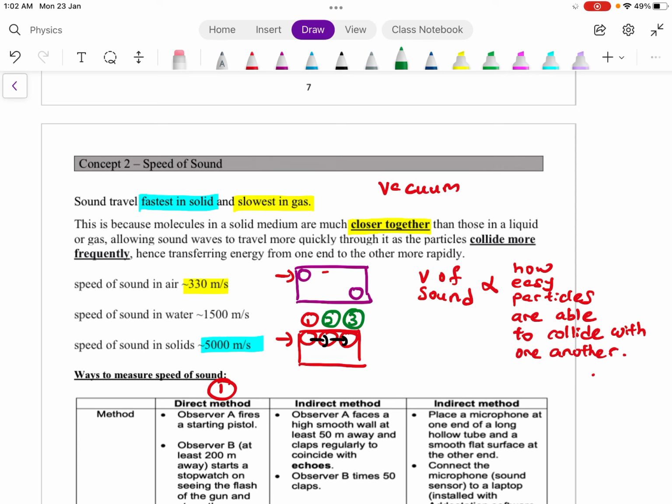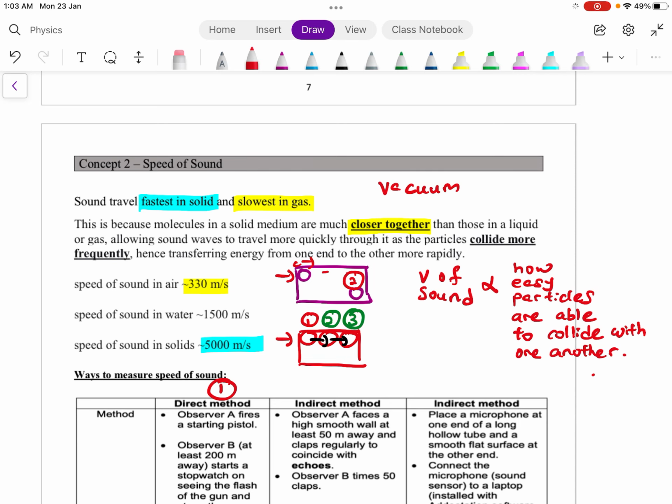Whereas for air, the air particles, for example, if I have a sound wave, this sound wave is going to cause the so-called oscillation of this first particle. But it is very hard to disturb the neighboring particle right here because it's very far apart. So since they are very far apart, it's very difficult to collide, right? The speed of sound in air is actually the slowest. So as a rule of thumb, the speed of sound depends on how easily the particles are able to collide with one another.